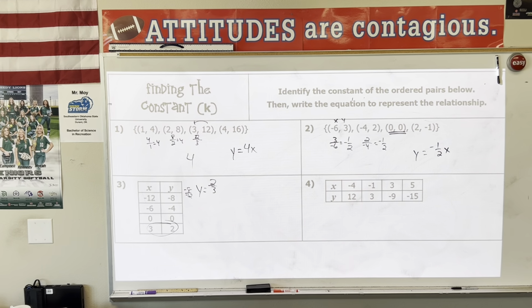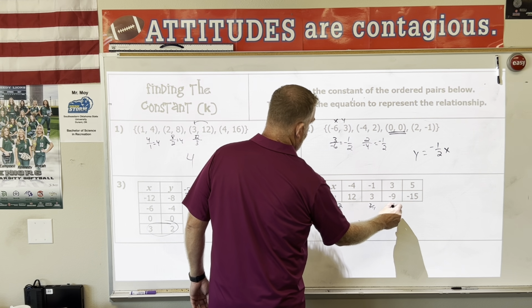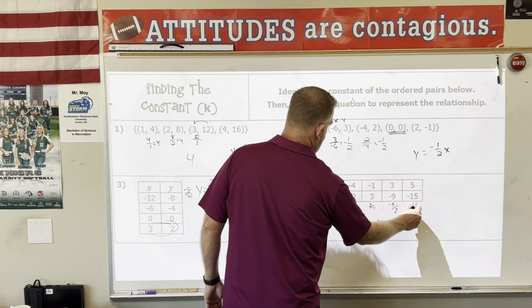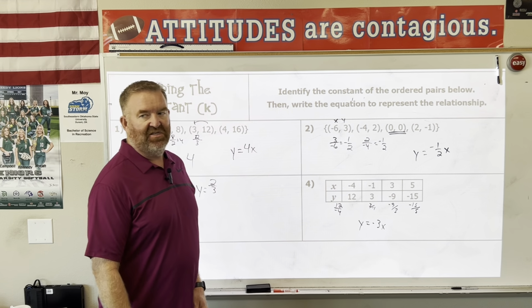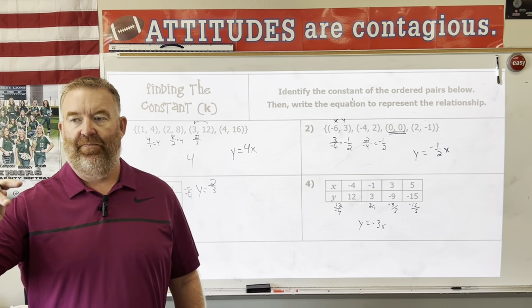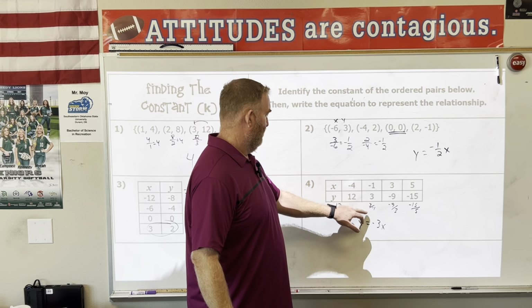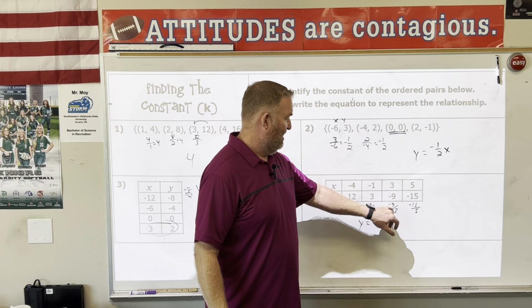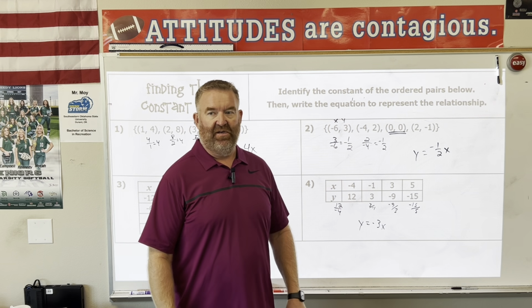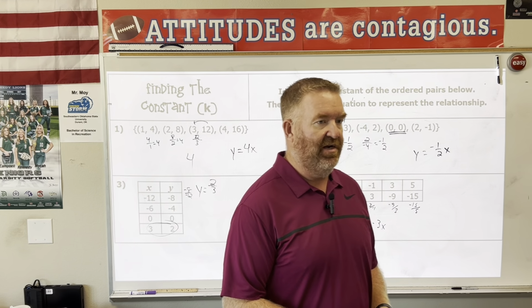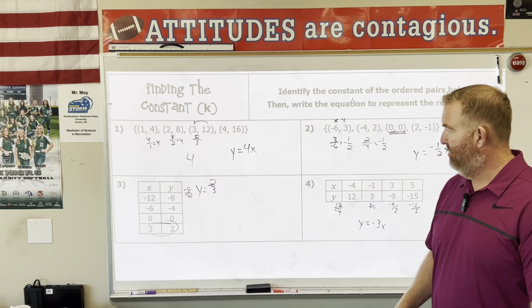What'd you get for number 4? Y equals what? -3x. Perfect. 12 over -4, 3 over -1, -9 over 3, -15 over 5. Now, one thing I do want to point out on this, did you notice how the negative switched on one of them? Negative is on bottom, top, doesn't matter. If one of them is negative, the whole thing is a negative, okay? Keep that in mind. All right, we good?